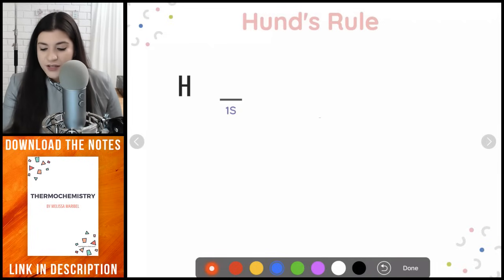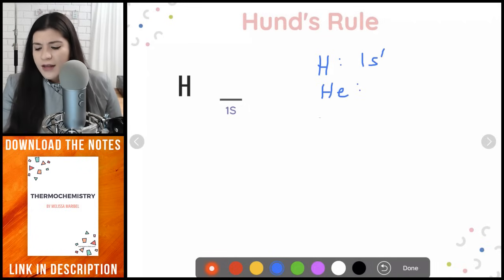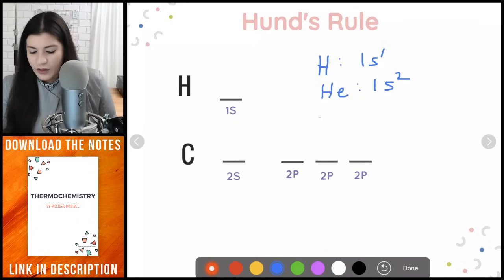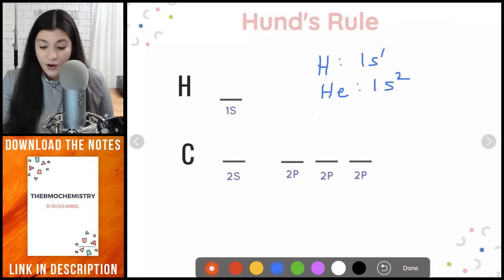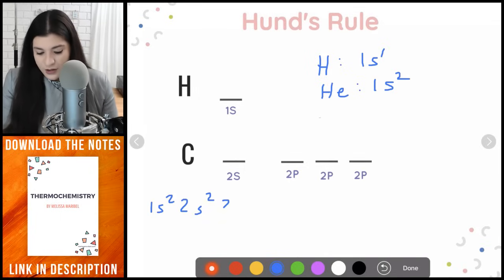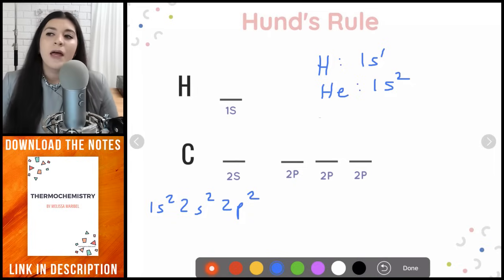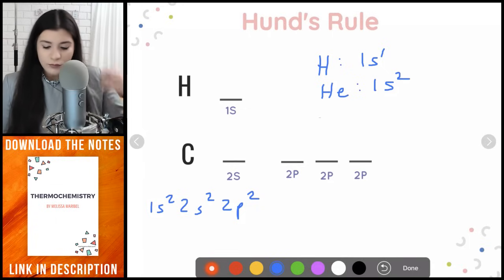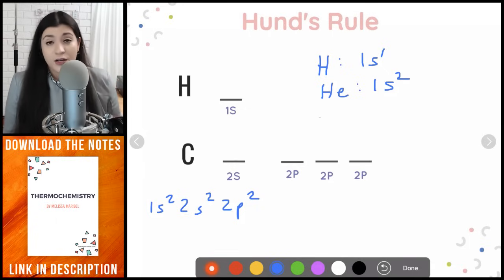If I were to just look at hydrogen, the electron configuration is just 1s1. If I were to look at helium, that's just 1s2. Actually, let me do carbon. That one's better. The electron configuration of carbon would be 1s2, 2s2, and 2p2. Of course, if you need a refresher on electron configuration, I do have a video on that, so make sure to check that out as well.